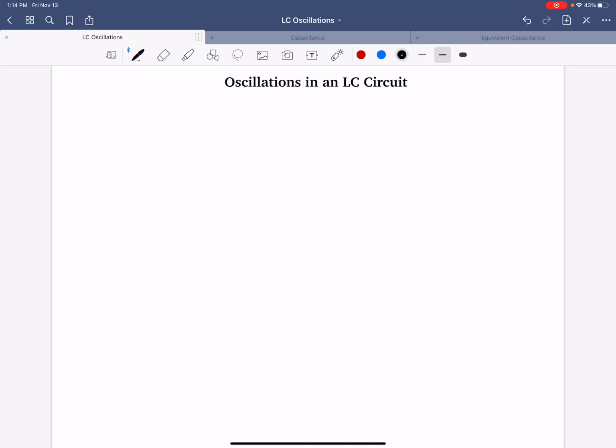So the total energy in an LC circuit is the energy of the electrical, or basically the energy in the capacitor, plus the energy from the inductor, which is the magnetic energy. And these have the forms of Q squared over 2C for electrical, and then L i squared over 2 for the magnetic. Okay?